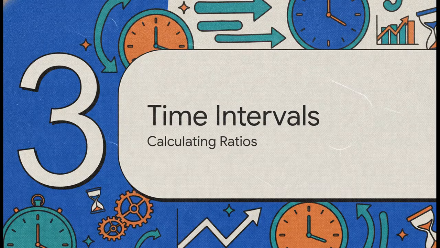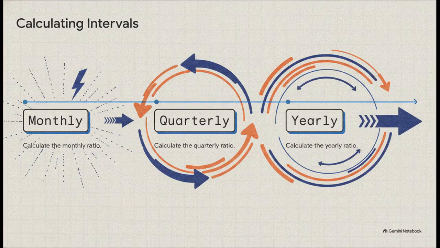Which brings us to Section 3, calculating overtime intervals. Okay, let's see how this builds our understanding. We look at these ratios across 3 very specific intervals: monthly, quarterly, and yearly. Now, why those 3? Because talent drain does not happen in a vacuum, and it definitely doesn't happen at a uniform speed. Calculating a monthly ratio lets you spot immediate shocks.